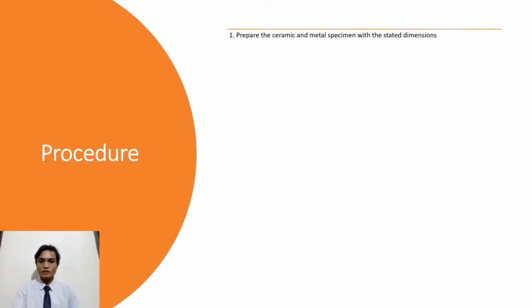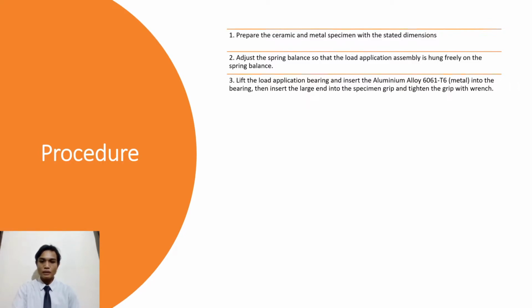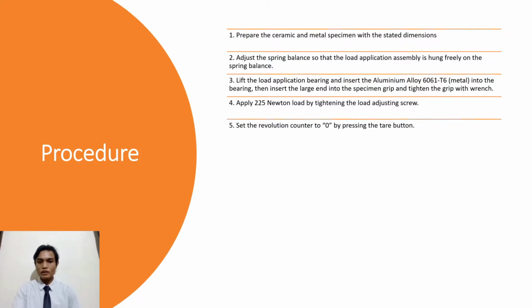First, we need to prepare the ceramic and metal specimen with the stated dimension. Adjust the spring balance so that the load application assembly is hanging free on the spring balance. Loosen the load application bearing and insert the metal into the bearing. Then insert the large end into the specimen grip and tighten the grip with a wrench. Next, apply 225 Newton load by tightening the load's adjusting screw. Next, we set the revolution counter to 0 by pressing the tare button.